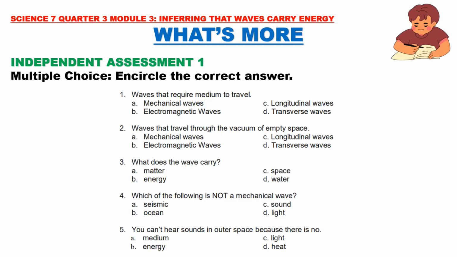Independent assessment 1, multiple choice. Encircle the correct answer. So number 1, waves that require medium to travel. 2, waves that travel through the vacuum of empty space. 3, what does the wave carry? 4. Which of the following is not a mechanical wave? And 5. You can't hear sounds in outer space because there is no... Okay, so encircle the letter of the correct answer.